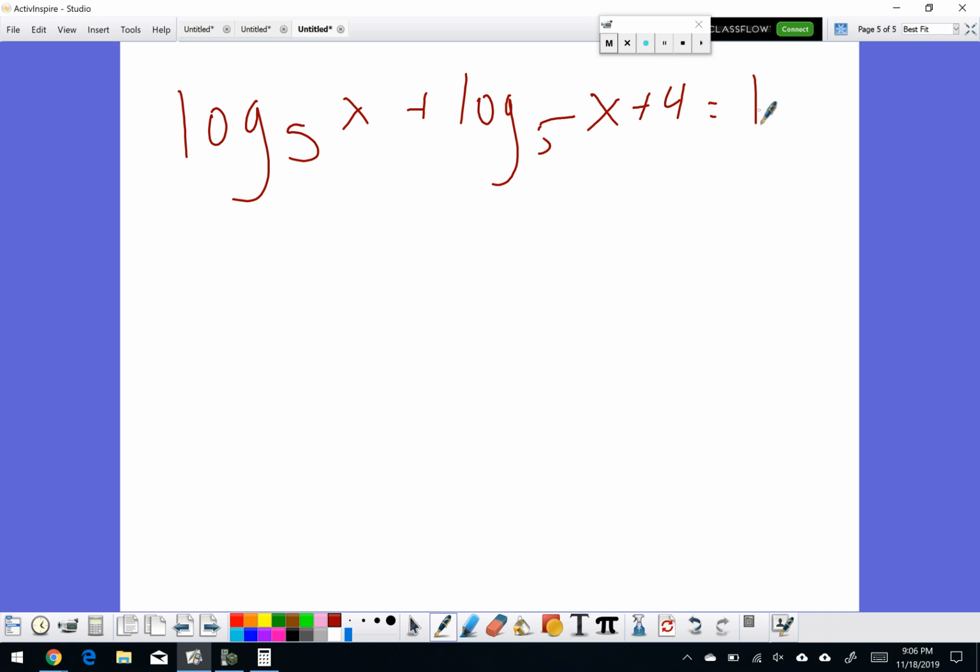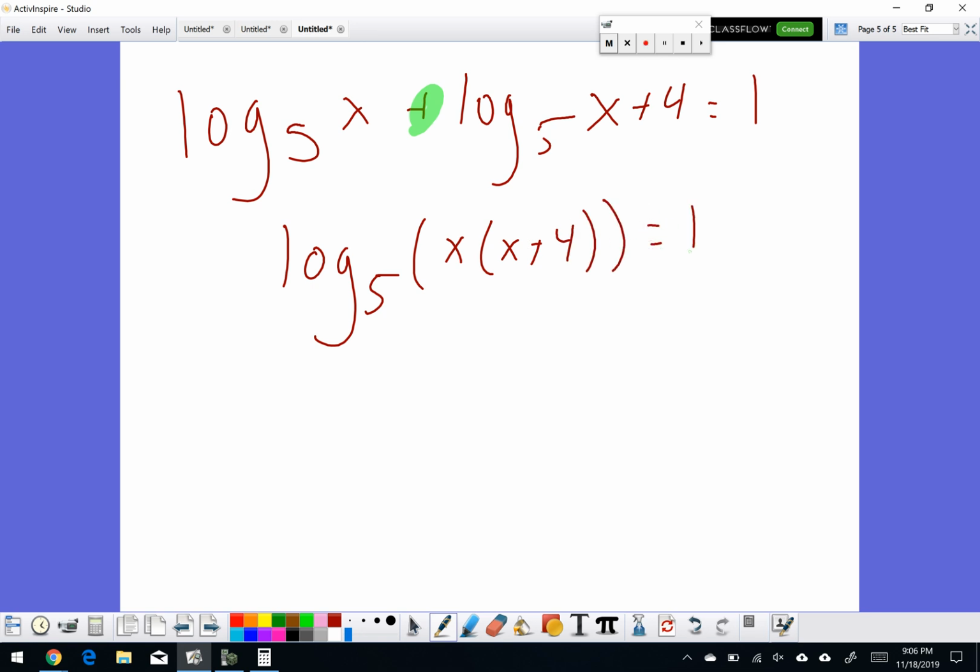It's not always going to equal 1, and that's okay. We'll just keep going on. So once again, the thing I see is a plus sign. So once again, I'm going to go ahead and combine these logs as one common log, which is log base 5 of x squared plus 4x.